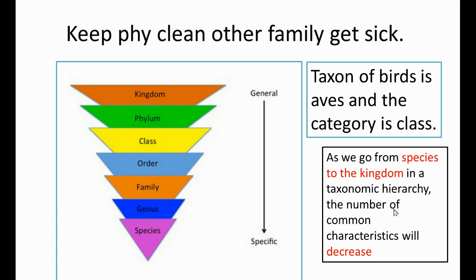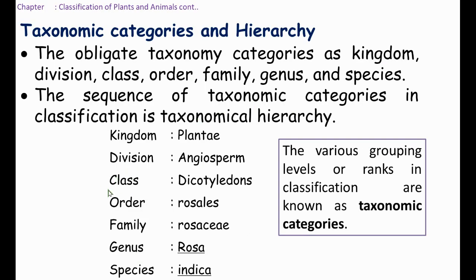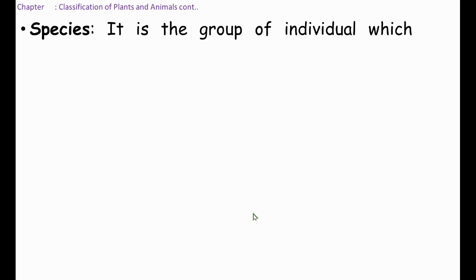the number of common characters will decrease. Understand? And if we go from kingdom to species, the number of common characters will increase. Understand? The taxon of bird is Aves and the category is class. This class is the category. Dicotyledon is the taxon. Understand?